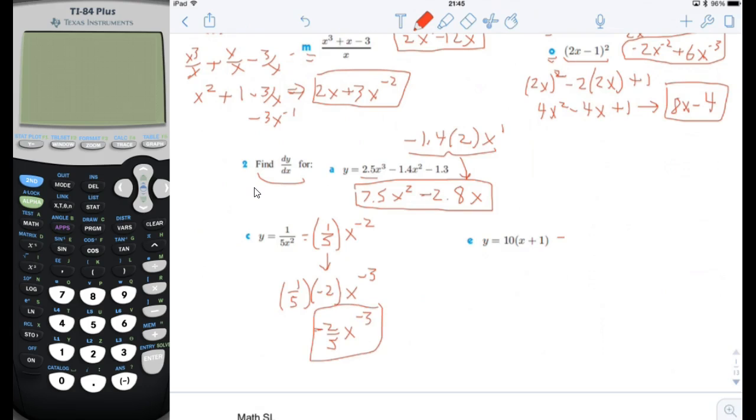And then for this one, it's easier if we just simplify it. So we just multiply 10 times each of the terms, and we get 10x plus 10. Now we just use the power rule, 10x, the derivative is 10, derivative of 10 is 0, so we just end up with 10 there. Okay? And that was the first page.